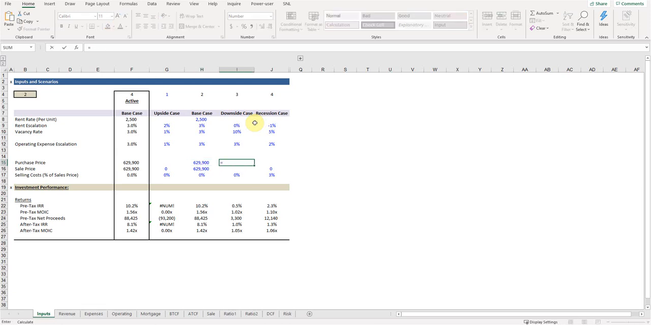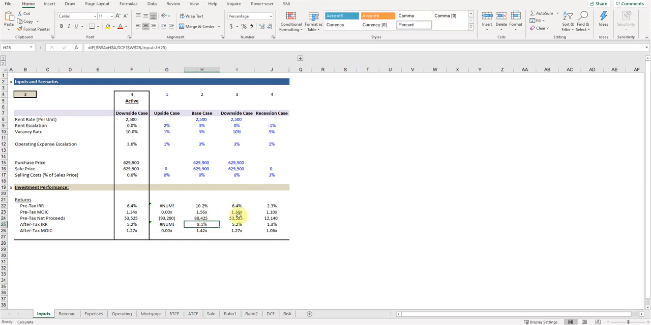On a downside case, I like taking the same purchase price, same exit, and same rent rate, but let's do 10% vacancy rate, an escalation of operating expenses about 3%, no rent escalation. Okay, so downside, you're looking at about 6%. Your pre-tax net proceeds are about $50,000. So over a 5-year hold, you make $50,000 of profit.